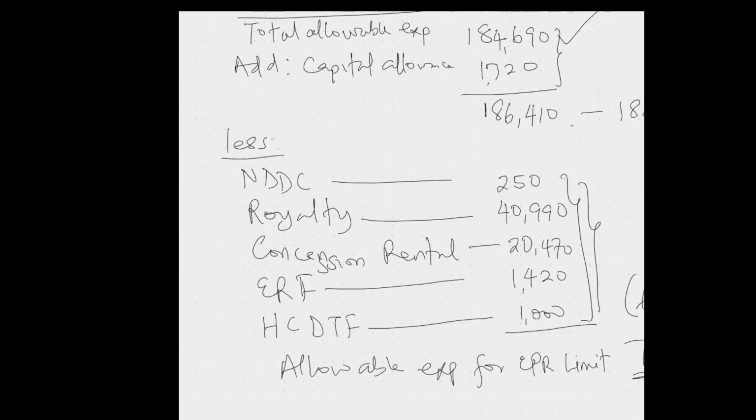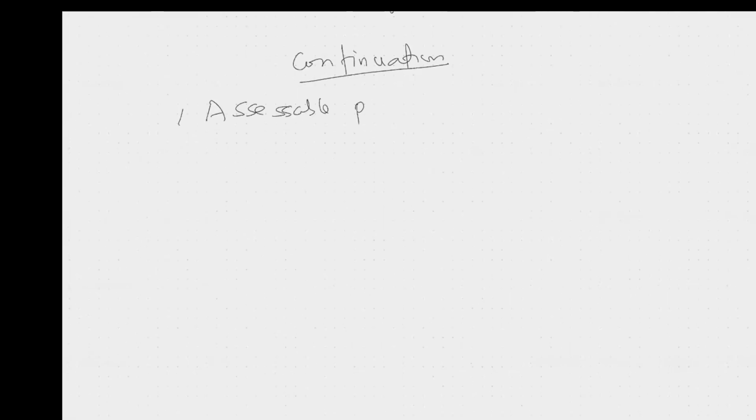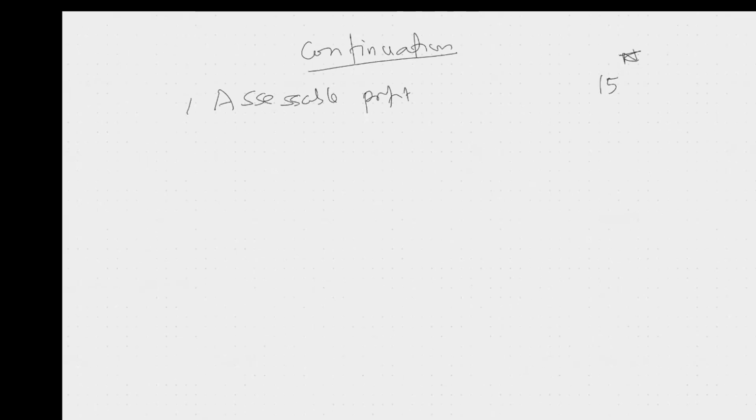So let's continue. What is my continuation? I call this one continuation. What is my accessible profits? What do I have? 156,297. We should have 156,297. Have we? So what else do we do?